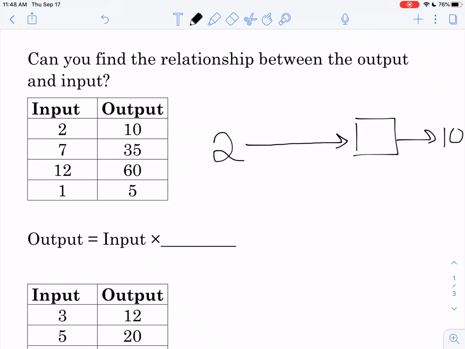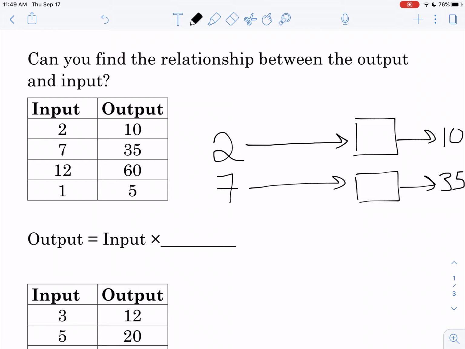If you have a guess, let's try the next input of 7. 7 goes into the machine and out pops 35. Does this guess match with what you got for the first guess?